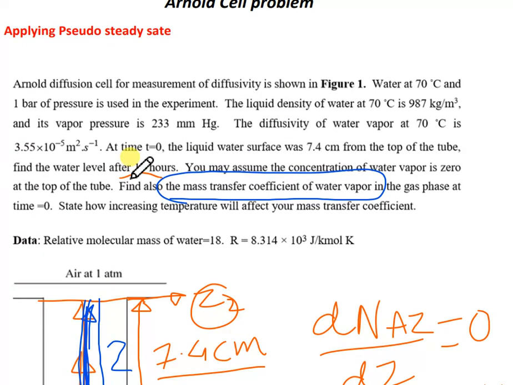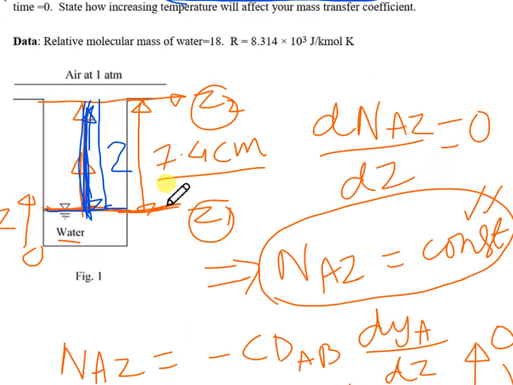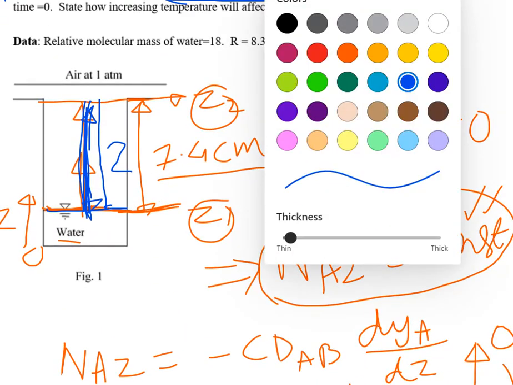Okay, so in this problem, we need to find the height after 10 hours. It could be otherwise: find the time required so that the new height is this, the new diffusion path is this. Or sometimes you have the time, you have the height, and then you need to find the diffusivity. But in this case, DAB is given to you. So now what we do, we apply the mass balance.